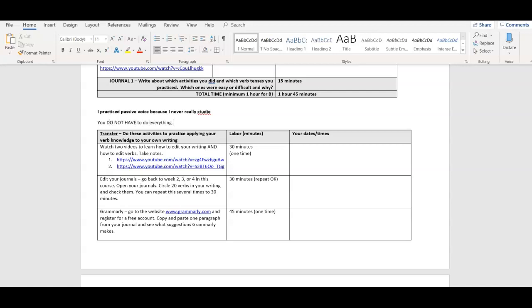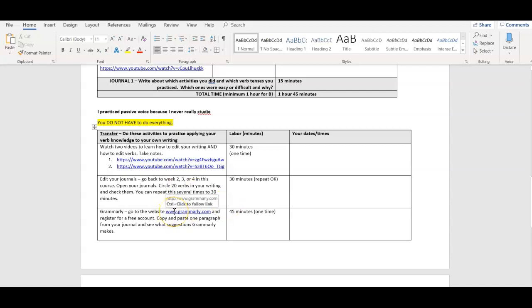Just do the activities that are most important to you. So there's supposed to be some freedom here for you to choose, okay? Here's another activity you could do. You could edit your journals by going back to week two, three, four, or five in the course. Open your journal, circle 20 verbs, and check them. Repeat it several times, okay?